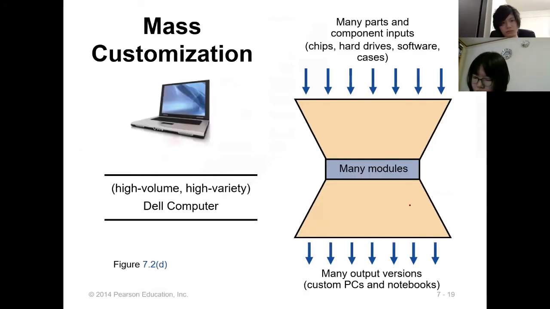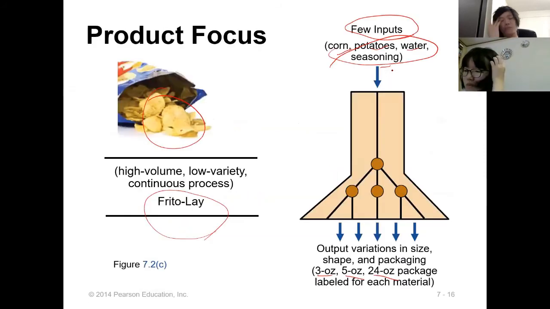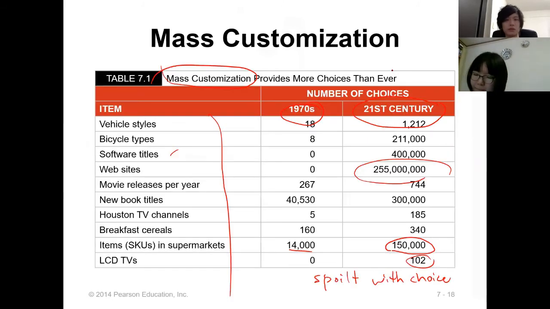Okay, so high volume, high variety, Dell computer. Many inputs and many output versions. Even with many parts, as compared to managing few inputs, it looks easier, right? Very simple, product focus, it looks easier, just produce. But probably there are different difficulties as well. For example, having a lot of machines requires you to make sure maintenance is tip-top. Excellent maintenance system.